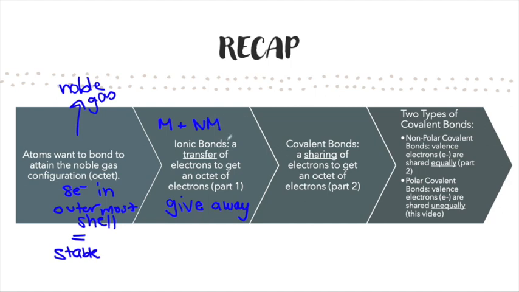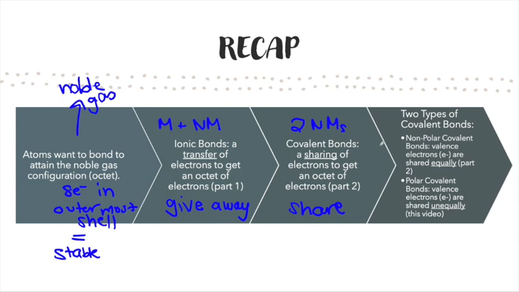Then we move on to covalent bonding. Covalent bonding is when they share electrons to get a full octet. We talked about this in our last video. And this is only between two non-metals, so there are no metals involved in this. If two electrons are needed, then they'll share those two. If there's one, then they'll share the one.